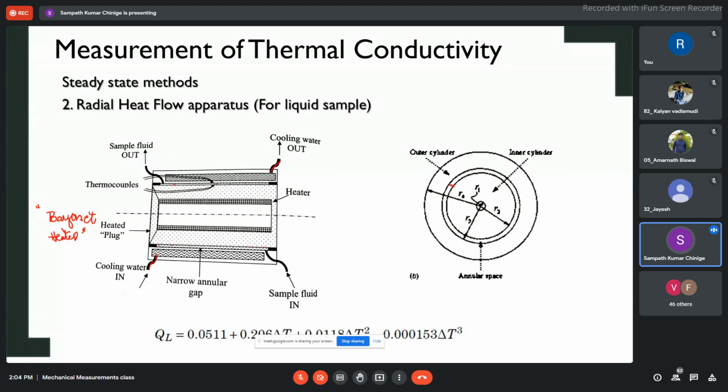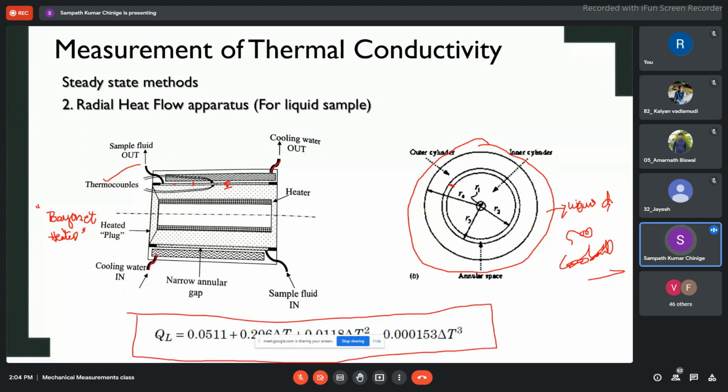In this thin layer we are keeping the sample, and the outer cylinder is maintained with liquid. So this is where the liquid is kept. The liquid is the fluid, the coolant. So here also, by measuring the surface temperatures across this gap, you will be able to find out the thermal conductivity. So you have an expression given, QL is equivalent to. So this is one example that we have.